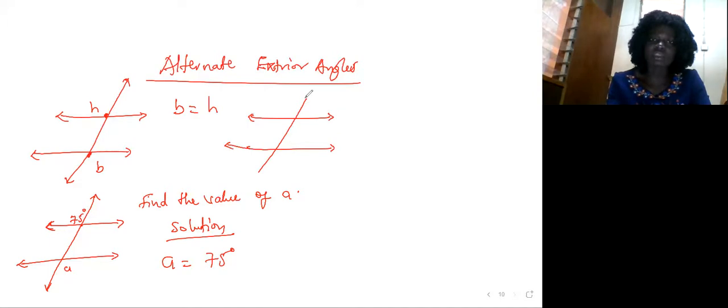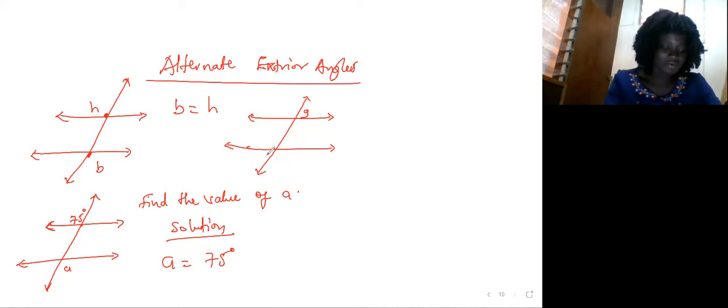Pardon my diagram, okay? So if I have, let's say, G here, and I have A here, what can you say about it? As we did for this one, the same thing applies to this side. So we can say that A is equal to G.